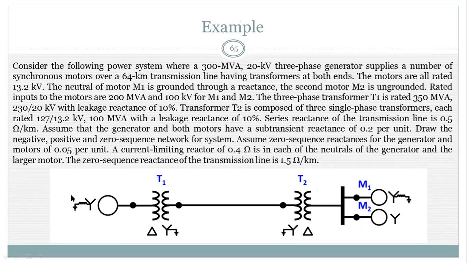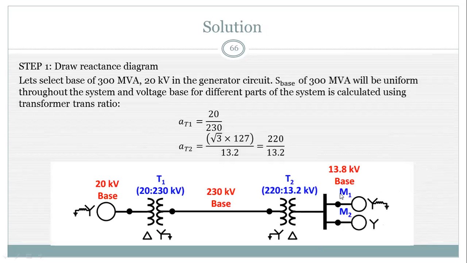And for the motor, the old zero sequence reactance given in the question is 0.05 per unit, and the new power base is 300 MVA divided by the old power base, which is 200 MVA for motor M1 and 100 MVA for motor M2. The old voltage for motors M1 and M2 is 13.2 kilovolt, and the new base voltage is 13.8 kilovolt.